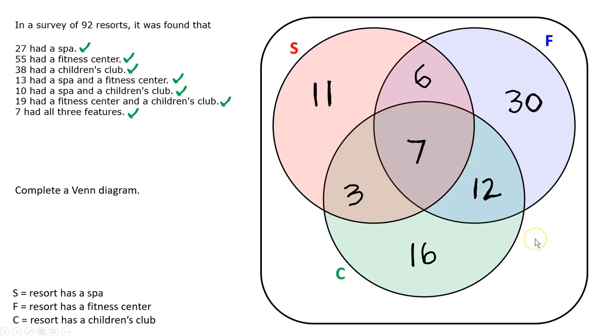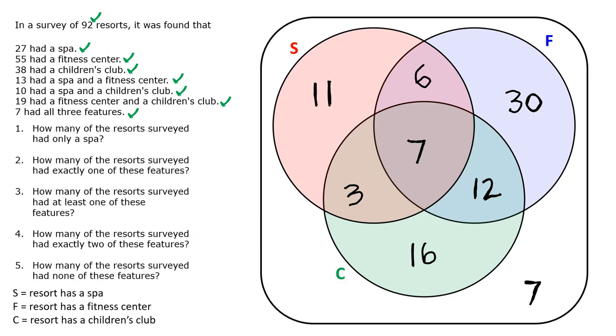The grand total of resorts in this survey was 92. We find out that this in here makes up 85 of them, which means 7 out here don't have a spa, fitness center, or children's club. And now with the completed Venn diagram, you can answer questions, no matter how sophisticated they try to get with them, or whether they use symbols or word descriptions.